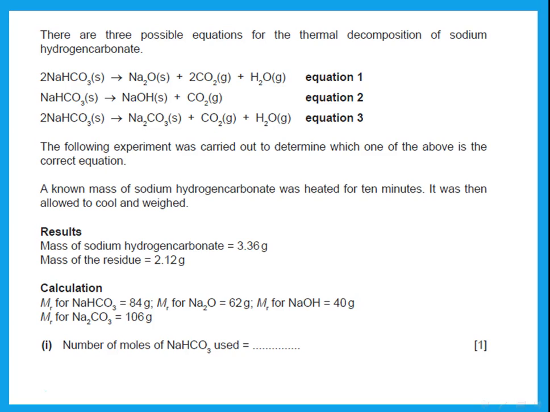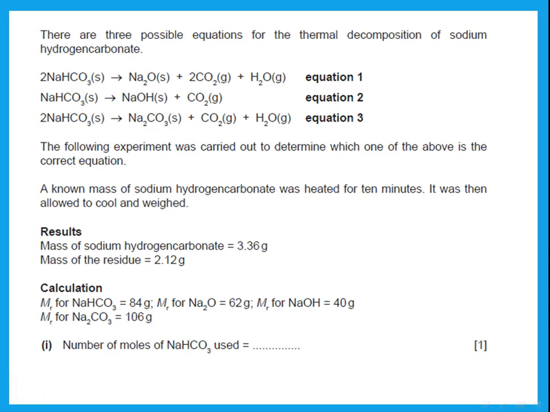The mass of the original sodium hydrogen carbonate was 3.36. The mass of the residue, the solid that formed after I heated it, is 2.12. Now the question is, I don't know whether this solid is Na2O, if it is following equation 1, or NaOH, if it is following equation 2, or Na2CO3, if it is following equation 3. And we try to determine which equation it is.